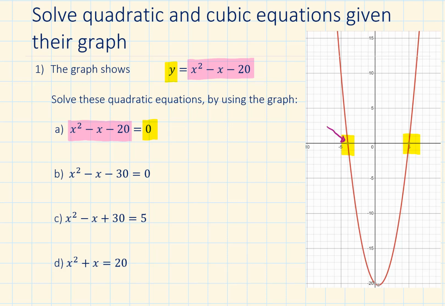The x at this point is minus 4 and the x at this point is 5. The solution to this is x is equal to minus 4 and x is equal to 5.